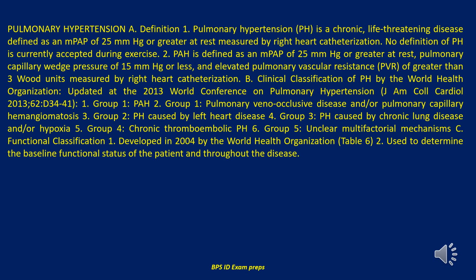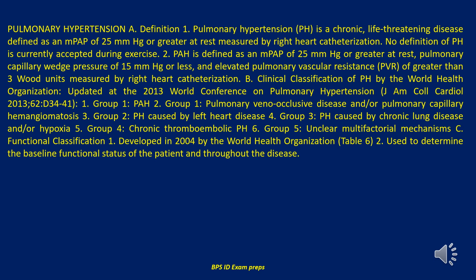1. Patients in Group 1 have PAH. 2. Group 1 also includes pulmonary veno-occlusive disease and/or pulmonary capillary hemangiomatosis. 3. Patients in Group 2 have PH caused by left heart disease. 4. Group 3 has patients with PH caused by chronic lung disease and/or hypoxia. 5. Group 4 has patients with chronic thromboembolic PH. 6. Group 5 patients have unclear multifactorial mechanisms.